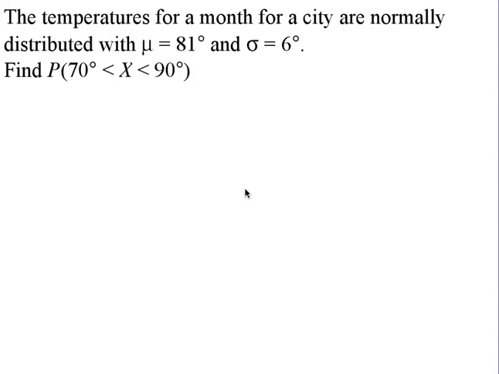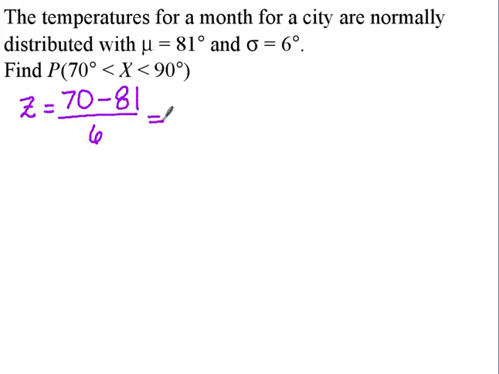So if you look at this problem, it says the temperatures for a month for a city are normally distributed with mu equals 81 degrees and standard deviation equals 6 degrees. So find the probability that x is between 70 and 90. What we're going to have to do here is find two z values. The first z value will be for 70.